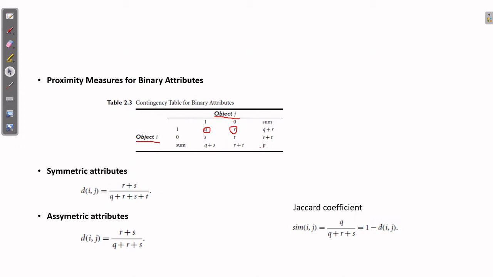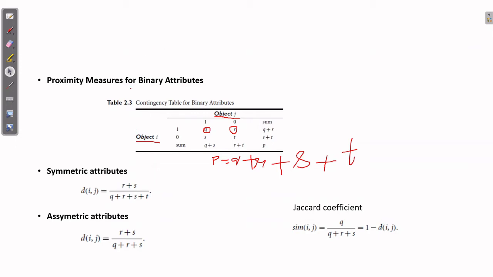Okay. And since the total number of attributes is P, you can say Q plus R plus S plus T is equal to P, because P is the total number of attributes. But let us say we have a contingency table like this. Then how do you calculate the distance measures or dissimilarity measures between two objects?